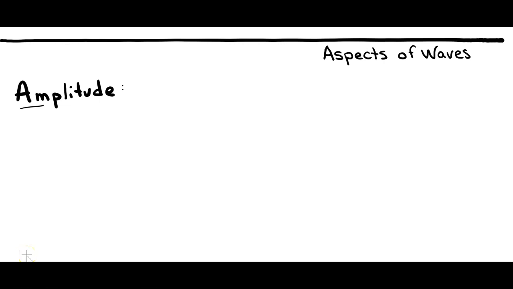Let's look at some aspects of waves and the vocabulary we use to describe waves. We'll begin with amplitude. Amplitude can be said to be related to the energy of a wave, and we see it as the distance matter moves from the equilibrium position.